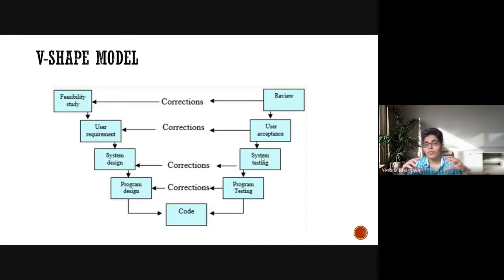Once you are a bit confident about that, then you move to program design, and then you code, and later on you can test also. So this is a sort of V-shaped model. Again, as I mentioned, the idea of discussing all these models is to provide you further scope to think about what kind of model, or what kind of hybrid model, fits best in the problem that you are trying to solve.